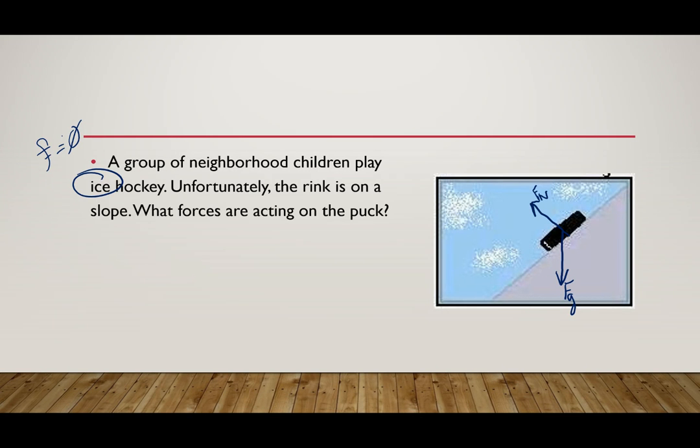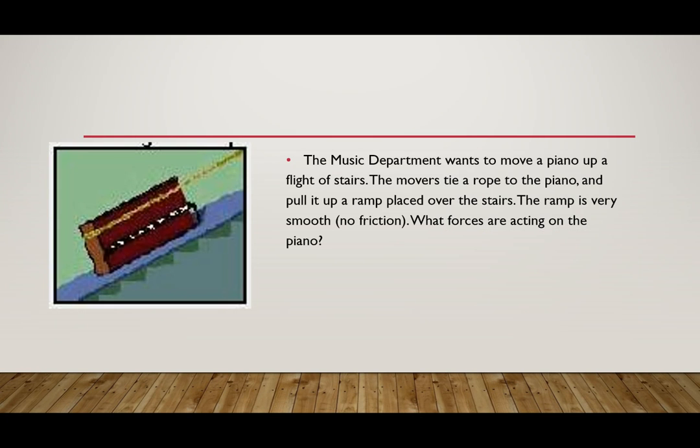Okay, now say the music department wants to move a piano up a flight of stairs. The movers tie a rope to the piano and pull it up the ramp placed over the stairs. The ramp is very smooth, so no friction. What forces are acting on the piano? Okay, so again, we have our force of gravity going down. We have our normal force.